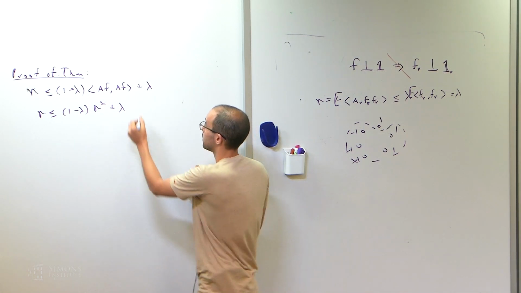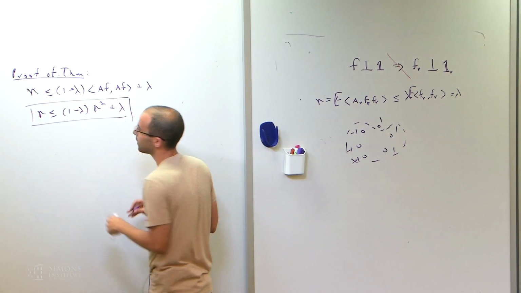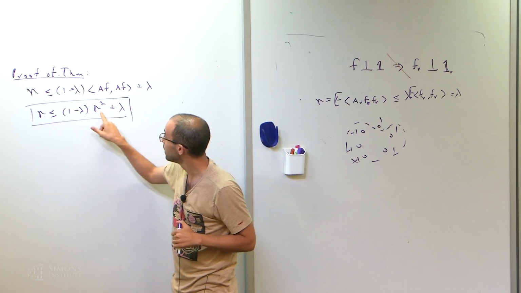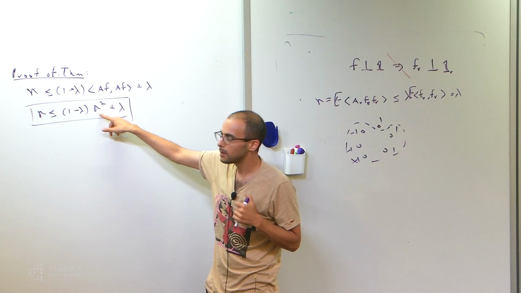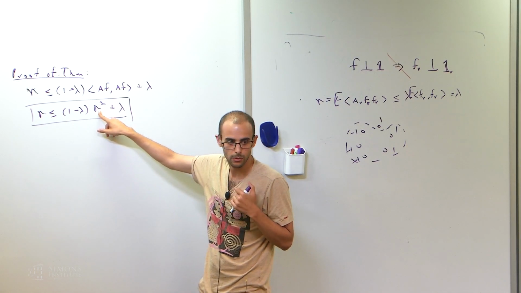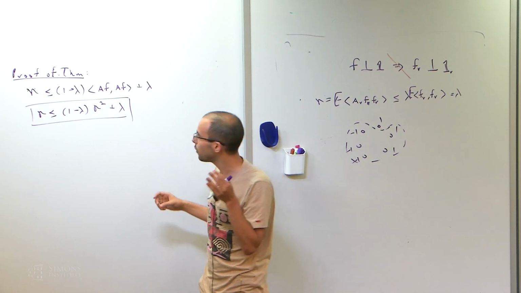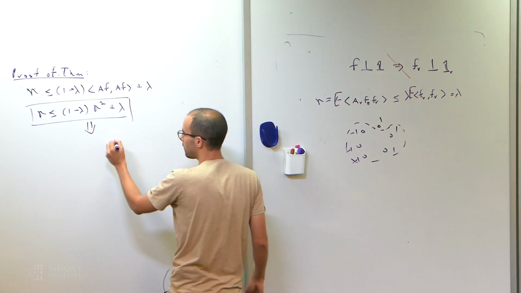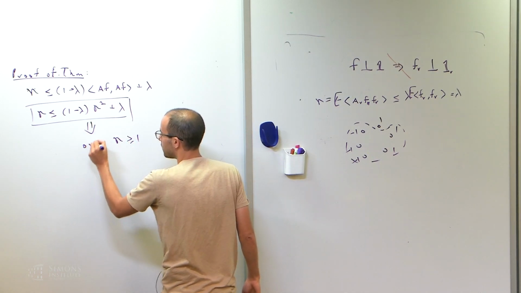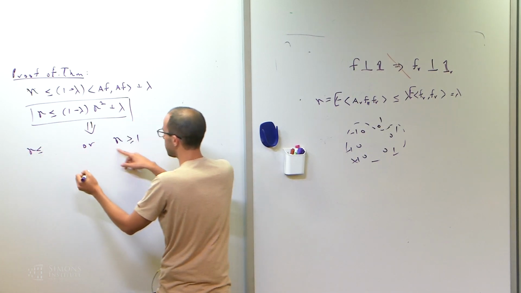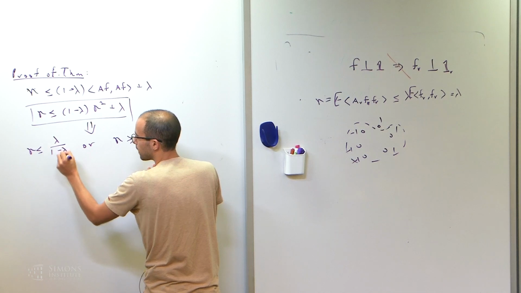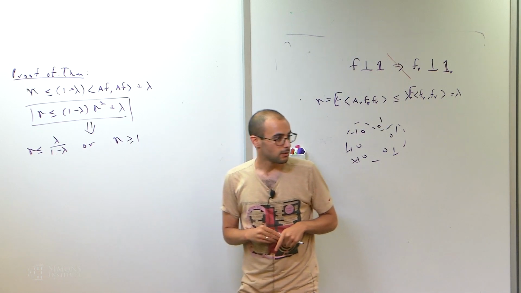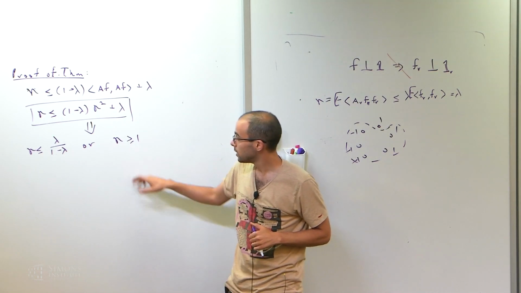This is excellent. Why is this excellent? Because now I got an inequality that involves both gamma and lambda, and it's a polynomial inequality, but the degree here is only 2, so I can actually solve this. I know the root formula, etc. So I can solve this and get that either gamma is greater or equal than 1, or gamma is less or equal to lambda over 1 minus lambda.